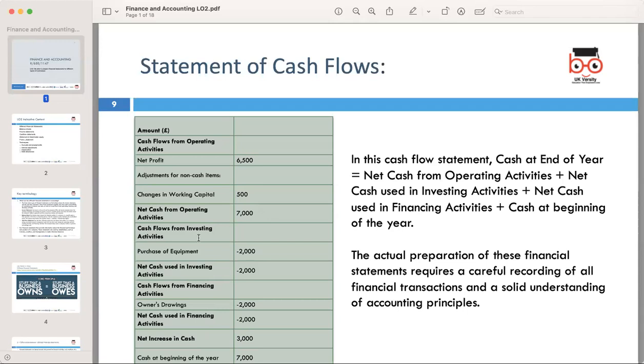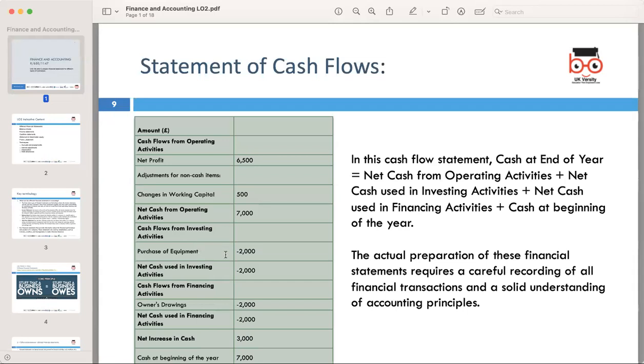Next is cash flow from investing activities. This section covers cash flows pertaining to the purchase or sale of long-term assets or investments. In our example, there was a cash outflow of £2,000 due to the purchase of equipment. Therefore, the net cash used in investing activities is also £2,000.